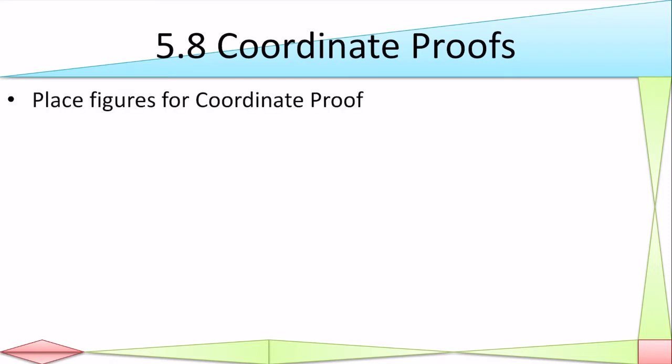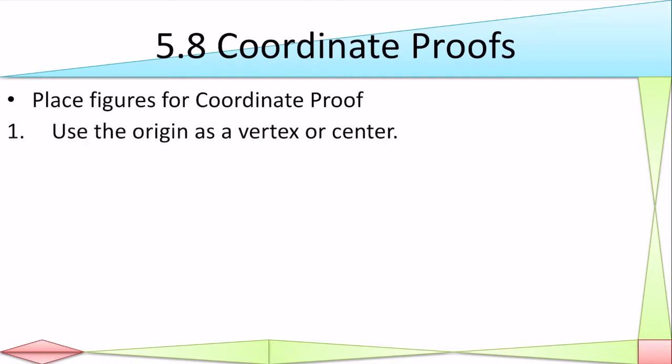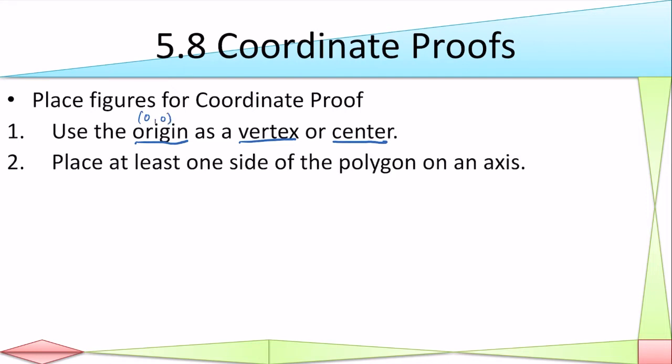All right, so to place figures in a coordinate proof, here are some things. Use the origin as a vertex or a center. That makes life easy because that gives you zeros. The origin is 0, 0, and it's easy to do math with zeros. And if we place at least one side of the polygon on an axis, that'll give us more zeros, because if it's on the x-axis, the y value is 0. If you're on the y-axis, the x value is 0.